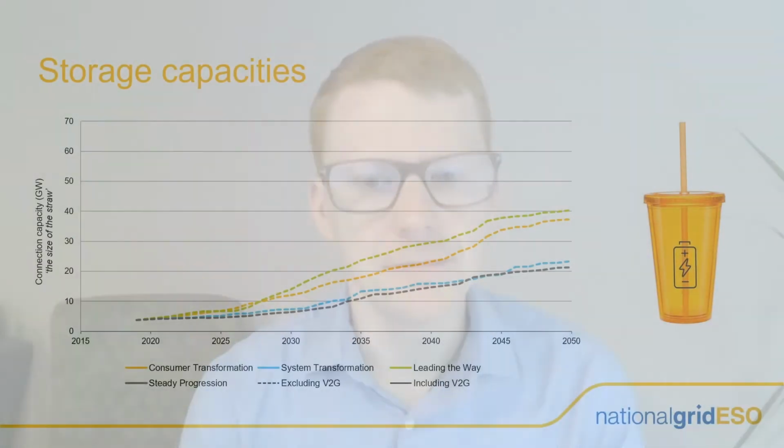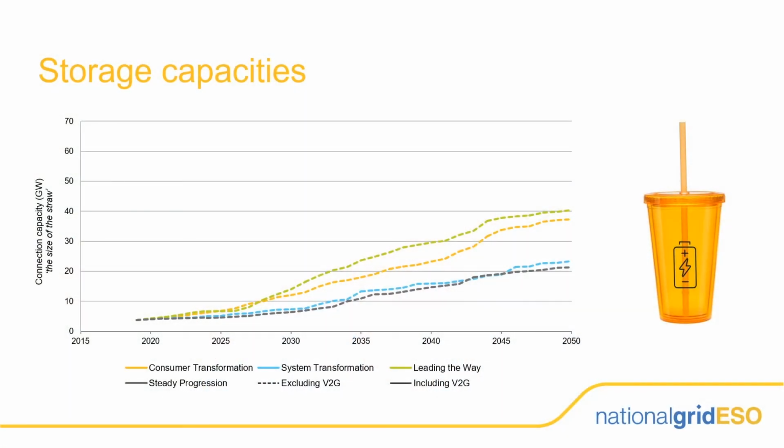So next we're going to look at electricity storage, and I'm going to use the analogy of a straw and a cup to help explain storage. The size of the straw represents the connection capacity. Now that is the rate at which power can be supplied back to the grid, whereas the size of the cup represents the amount of energy that can be stored.